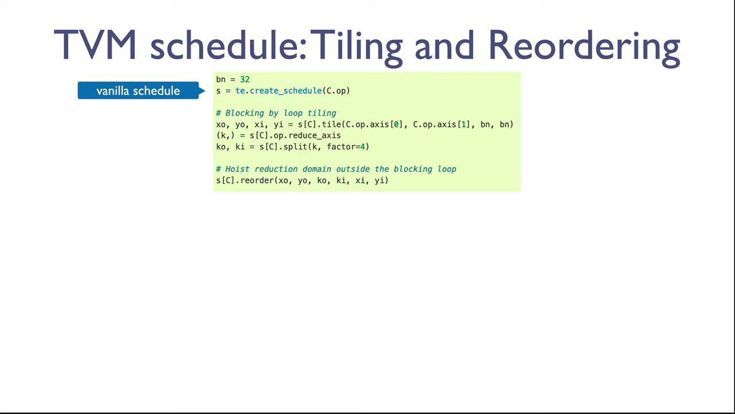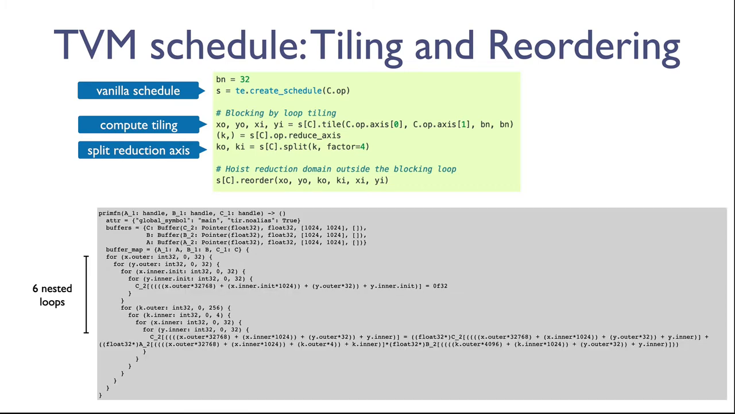But we can go further. So TVM allows you to manipulate the schedule. And in this case, we're going to do some tiling and reordering. And so we start with our vanilla schedule and we define a block size of 32. So we can compute a tiling. And we can also do a reordering. And the result that comes out of this is now six nested loops that have been optimized for the block size that we defined above.